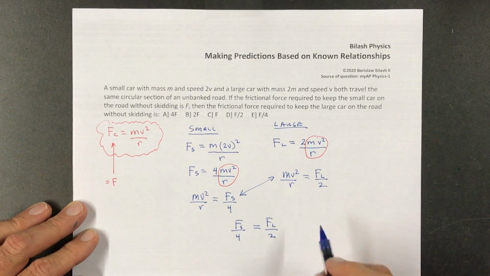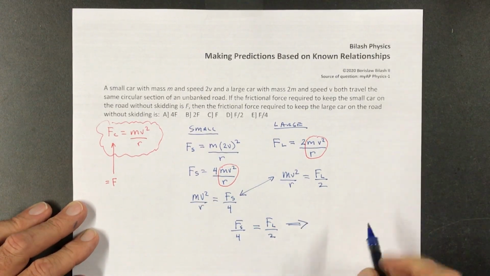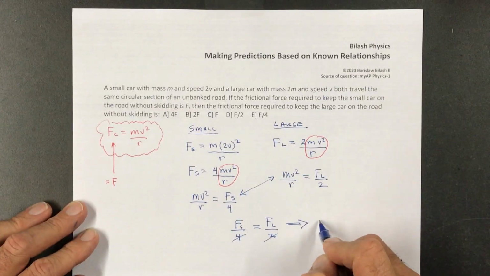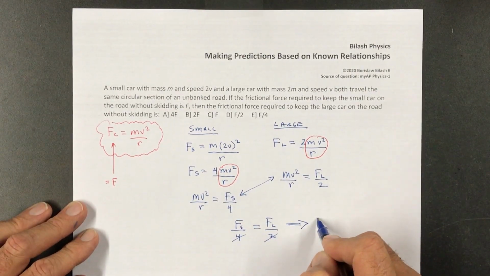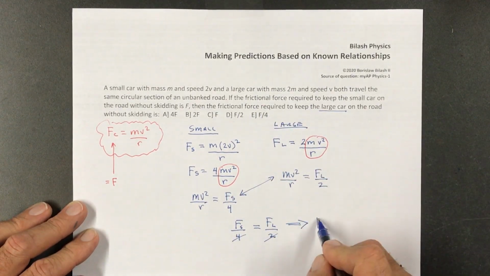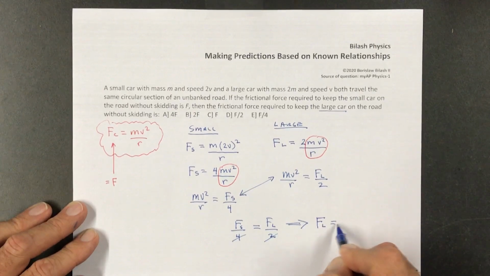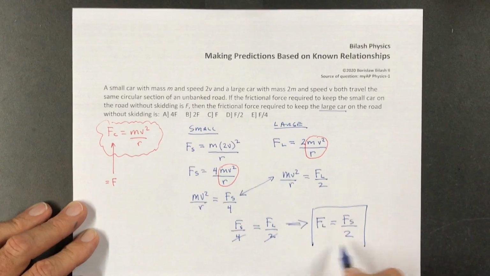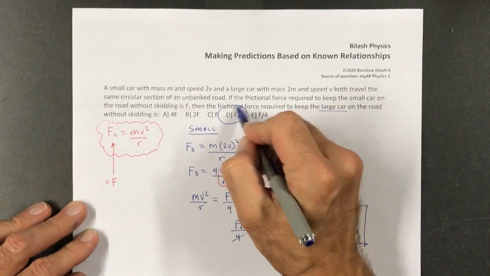But we have to, of course, simplify this. So let's just do that over here. So that cancels, and that means that we want to figure out what is the frictional force for the large car. So the force on the large car is going to be the force on the small car divided by 2. And that corresponds to answer D.